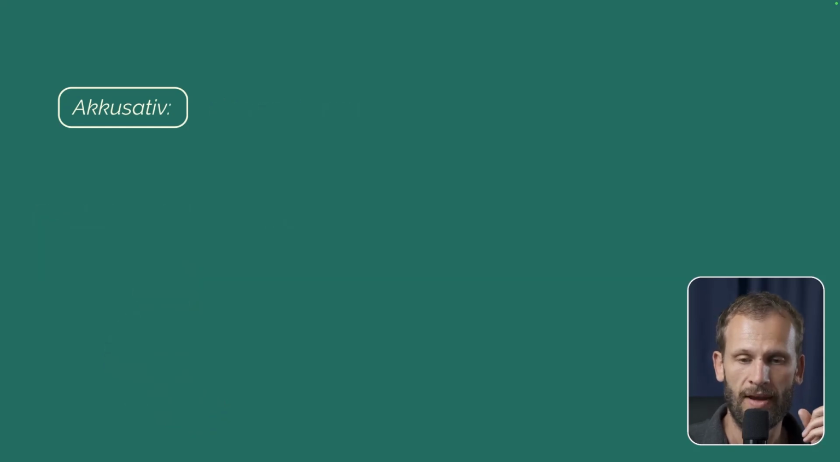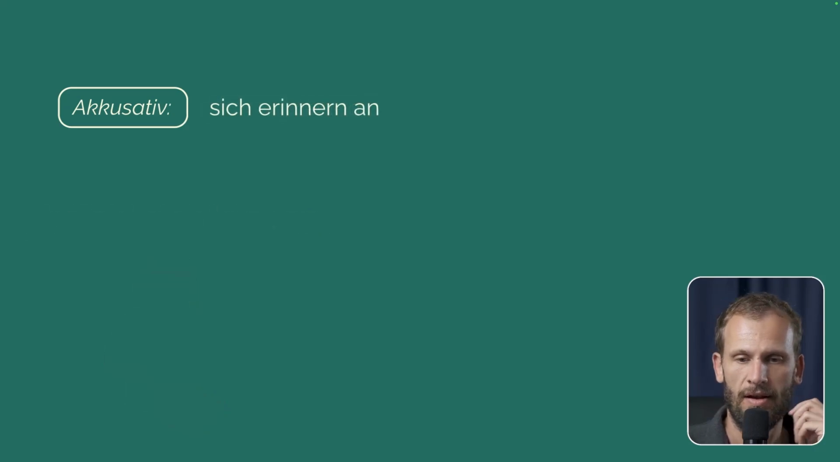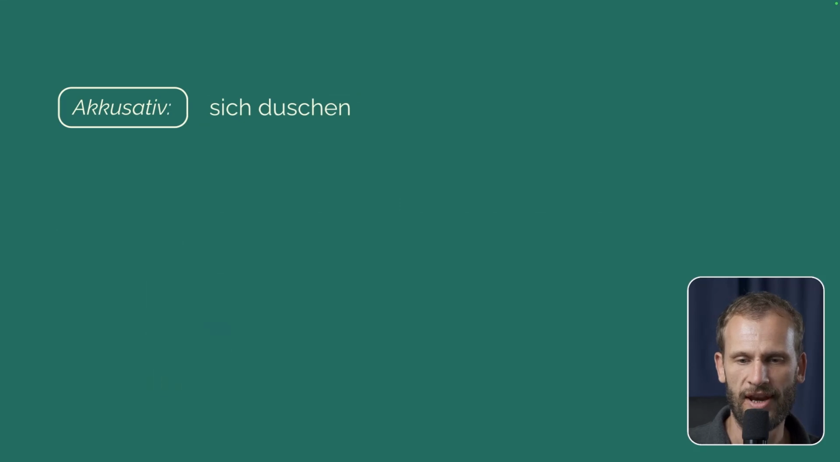Again, it's sich, and the sich actually could be dative or accusative, as you know from the table a couple of slides ago, but this is accusative. If this was first person singular, it would have been ich ziehe mich jetzt an. Okay, great. The next verb is sich erinnern an, to remember something. Erinnerst du dich, accusative, dich, erinnerst du dich noch an unseren Urlaub in Antalya? Do you still remember our holiday in Antalya? Nice place in southern Turkey.